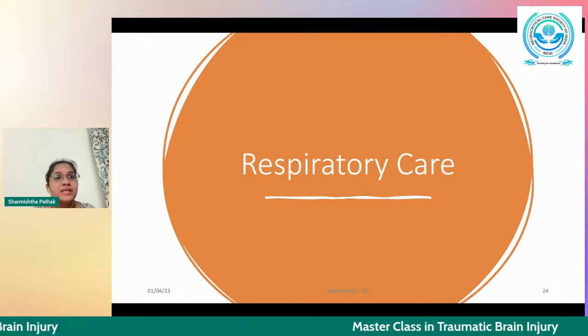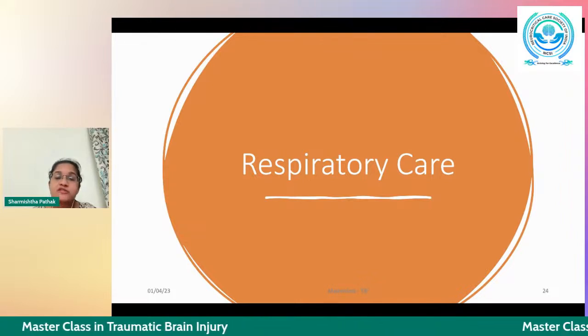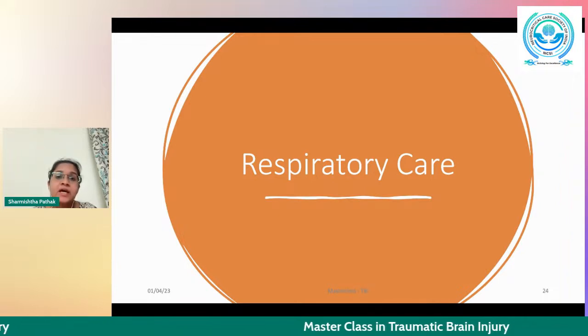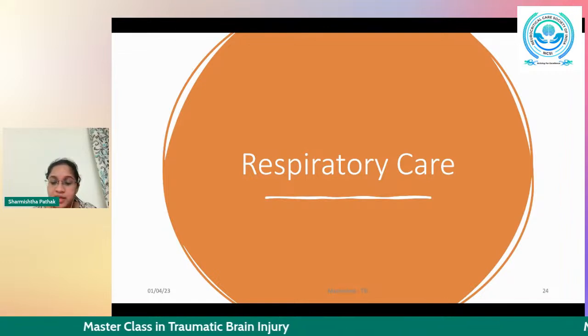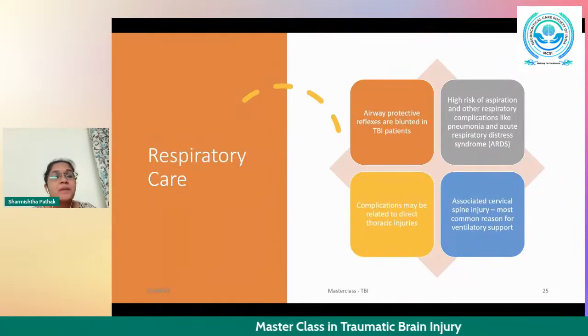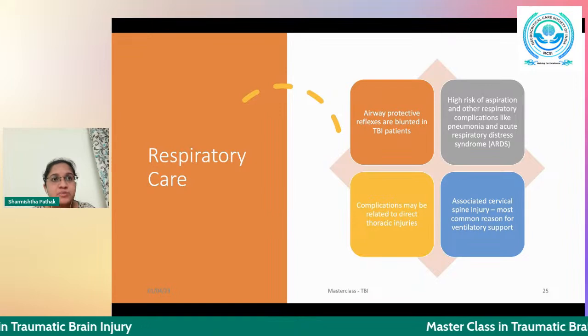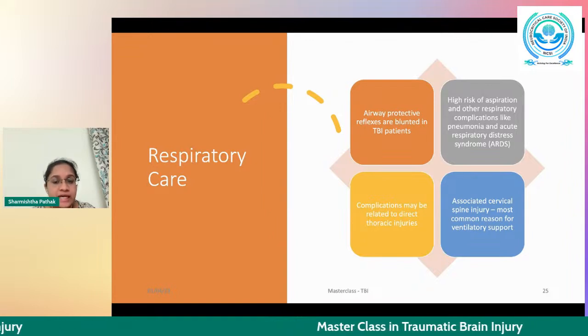Moving on to the care of other systems. While the care of the primary neurological system is of paramount importance, the other systems become important because they help us in preventing deleterious effects on the brain as a result of secondary brain injury. So respiratory care: airway protective reflexes are blunted in TBI patients, especially in moderate and severe TBI patients. They are at high risk of aspiration and other respiratory complications like pneumonia and ARDS.